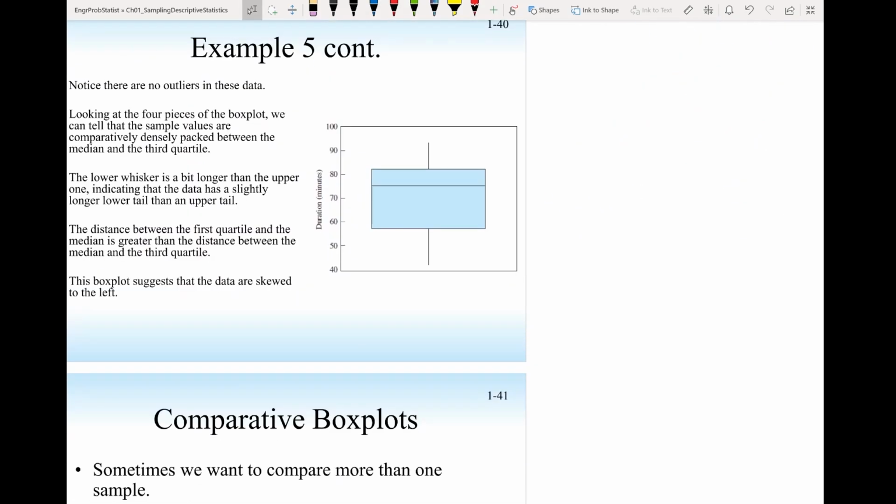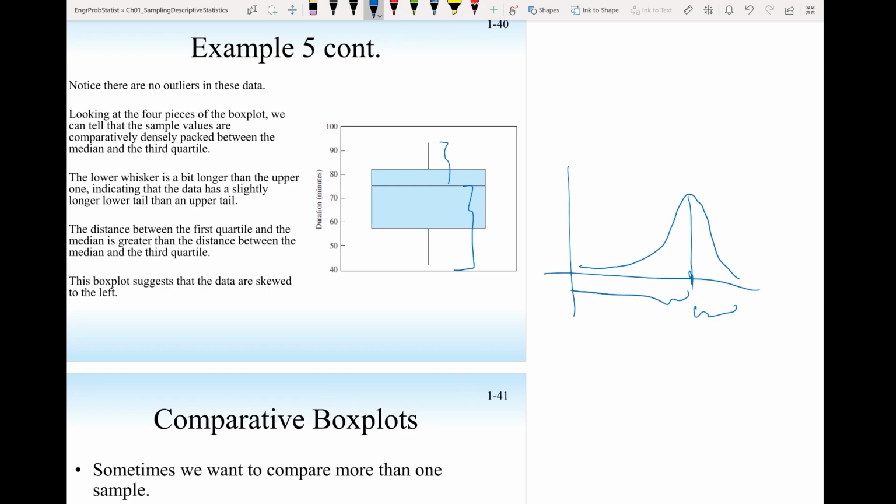Okay, I think we discussed this before. When I look at this, I can tell this data is skewed to the left. This is the median, and the range here is much smaller than the range from here to here, so this is skewed to the left.